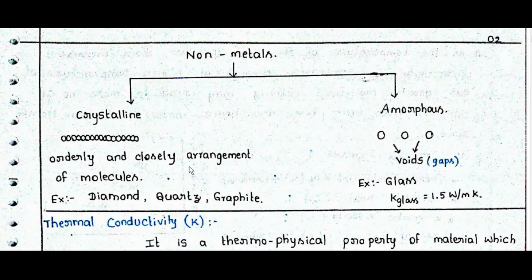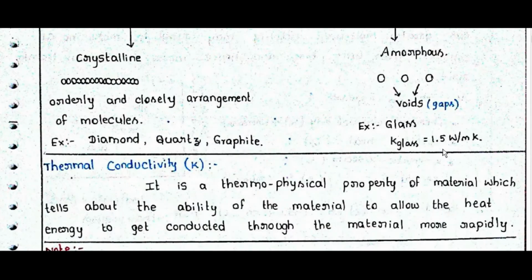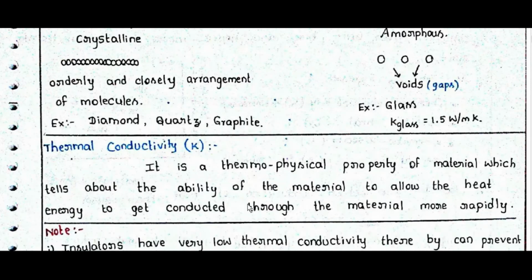Non-metals are crystalline or amorphous. Crystalline means orderly and closely arranged molecules, for example diamond, quartz, graphite. Amorphous has voids and gaps, for example glass. K of glass is equal to 1.5 watt per meter Kelvin. Thermal conductivity K is a thermophysical property of a material which tells about the ability of the material to allow heat energy to get conducted through it more rapidly.